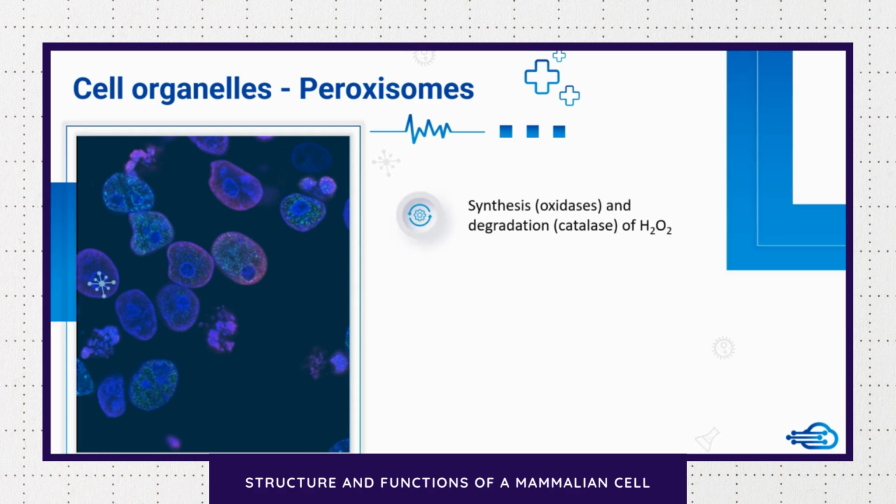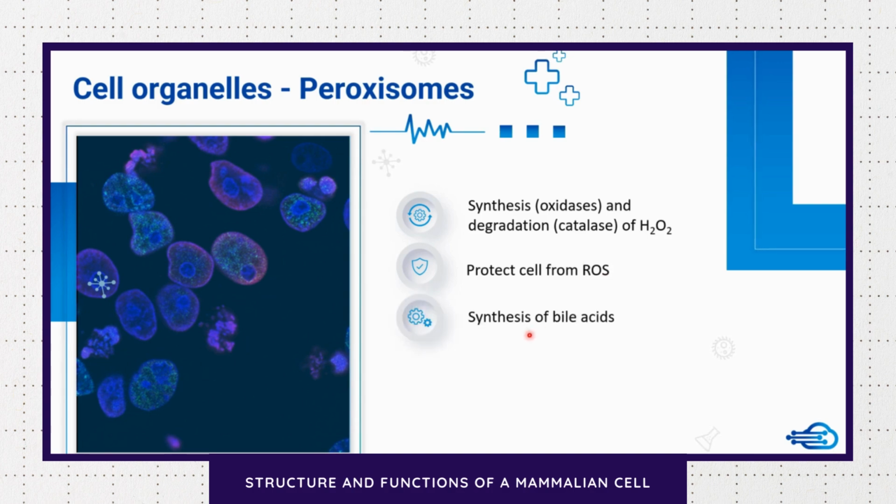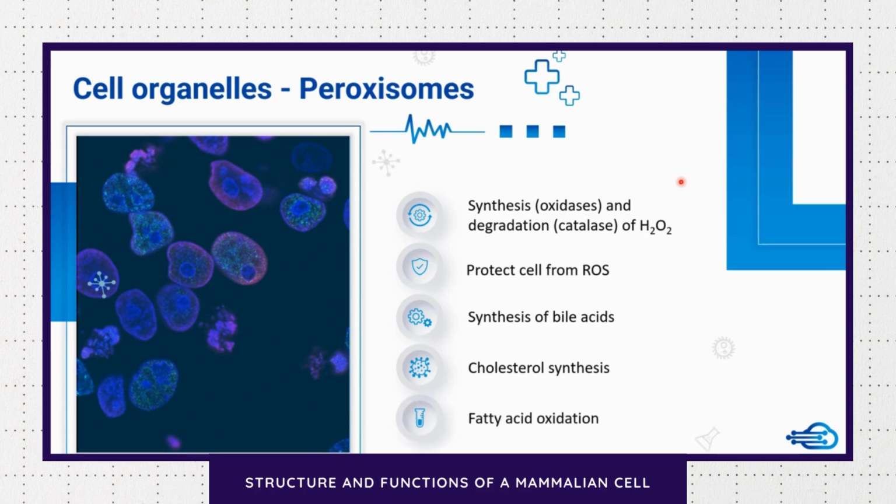These peroxisomes perform many functions, the crucial one being the synthesis and degradation of hydrogen peroxide. For this they have oxidases and catalases, and by virtue of this function they protect the cell from reactive oxygen species. Then they also have a role in synthesis of bile acids, as I have already told that they are seen in hepatocytes, then for cholesterol synthesis and also for fatty acid oxidation.